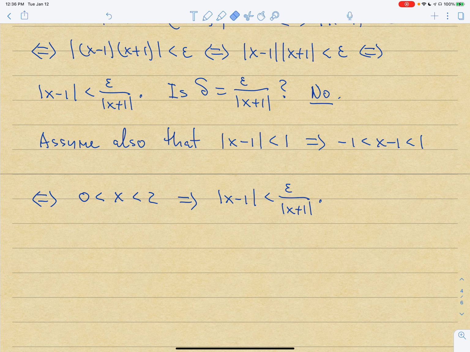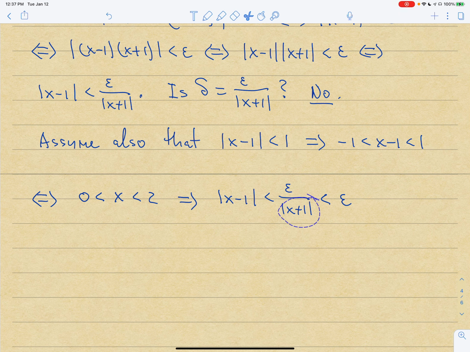Well, so if x is between 0 and 2, that means that the smallest my denominator can be is when x is equal to 0. So then this must be less than epsilon. All right. So if I restrict x to lie between 0 and 2, then x plus 1 in the denominator over here is always going to be bigger than 1. And so therefore, the largest epsilon over x plus 1 can be, in this case, is that it can be less than epsilon.